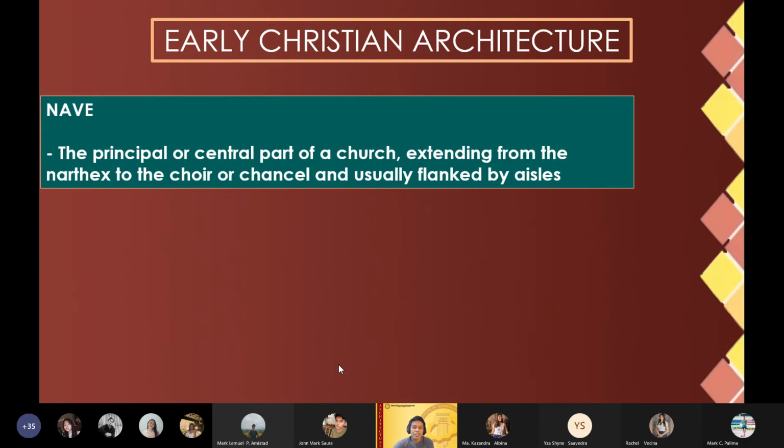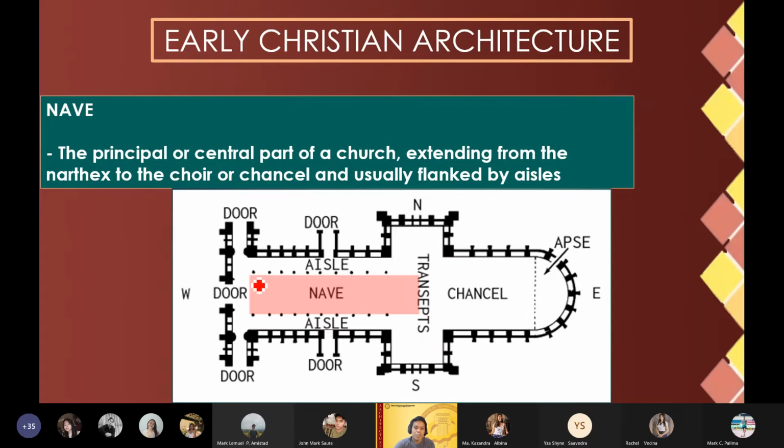Okay, so to start, nave. So nave is the principal or central part of a church, extending from the narthex to the choir or chancel and usually flanked by aisles. So what's that form? Here's my laser pointer. This one is the nave. Nave dapat tawagan na, sir. Sa mga walk down the aisle, actually, nave dapat ang term. But still, center aisle pwede na siya gamiton, but the correct term is really nave.